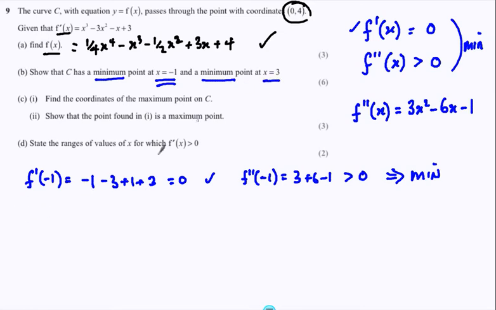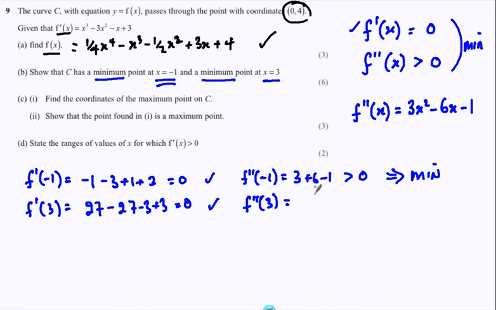Let's check for 3, and I'm sure you can figure this one out. 27 minus 27 minus 3 plus 3 equals 0, so it tells us we've got a maximum or minimum. And f double dashed at 3, and where are we? Here. So what's that? 27 minus 18 minus 1, still greater than 0. Another minimum, and both work. So that's 6 marks. Done.